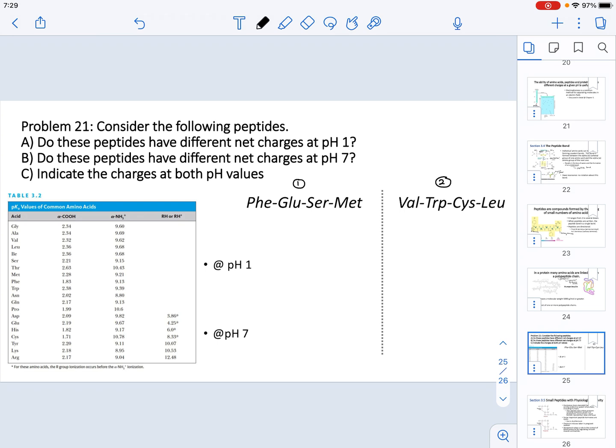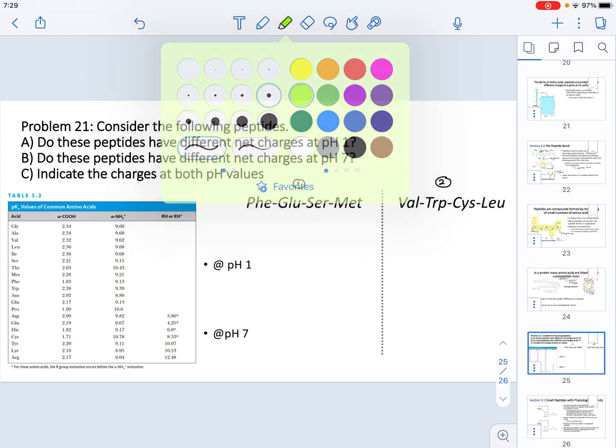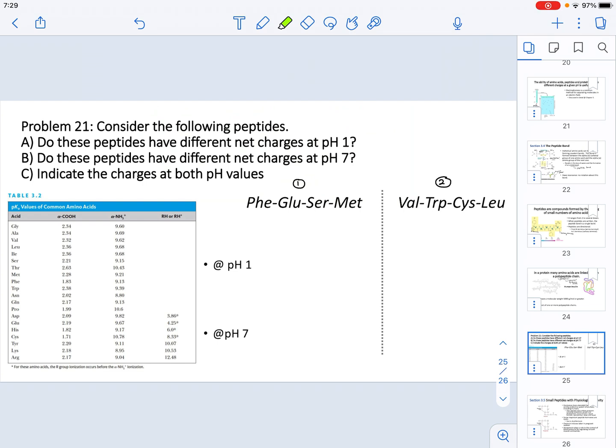Now, understand that it is important that first we highlight the different amino acids that are present in our peptides. So that's the first thing I'm going to do. Using my highlighter tool, I'm going to select the information in the table that I have for phenylalanine, followed by glutamic acid, serine, and lastly, methionine.